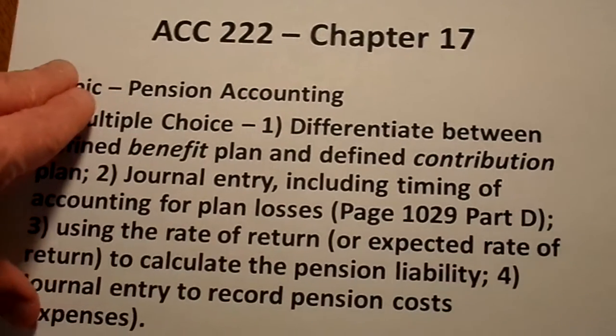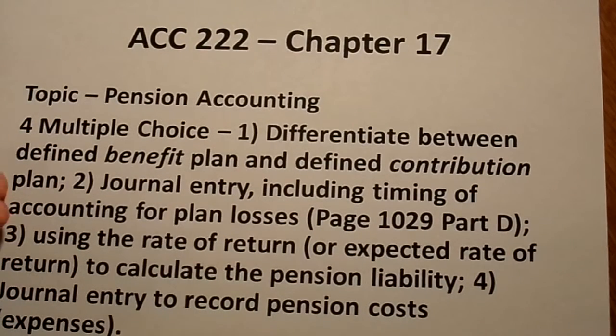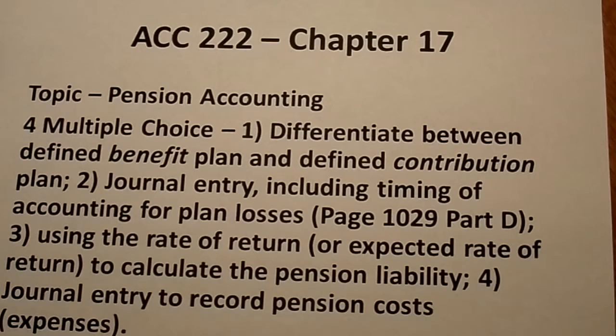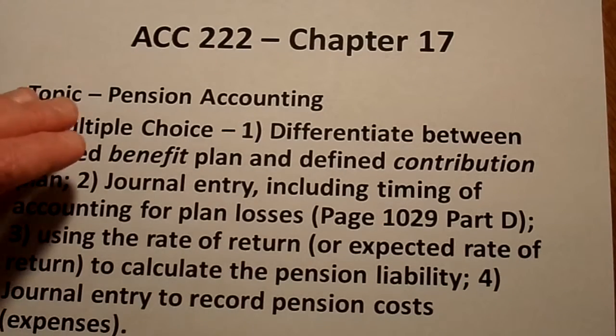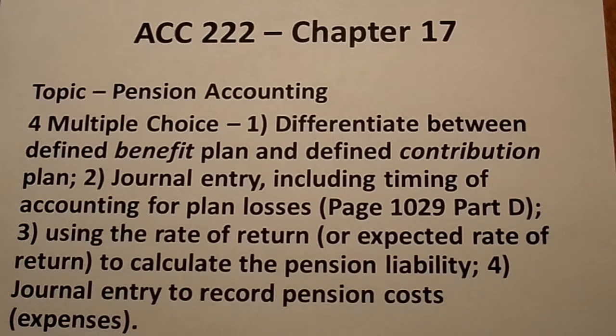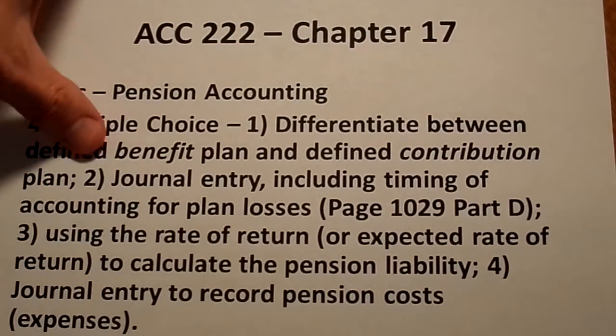Chapter 17 is going to be pretty heavily tested from the standpoint of multiple choice questions, but there aren't problems from this chapter. This deals with pension accounting, and we're going to have to differentiate between the defined benefit plan and the defined contribution plan. There's also going to be a journal entry necessary, where you're going to have to look at some facts and see which journal entry is the best. You're going to have to use the rate of return to calculate pension liability, and also you're going to have to pick the correct journal entry to record pension costs.